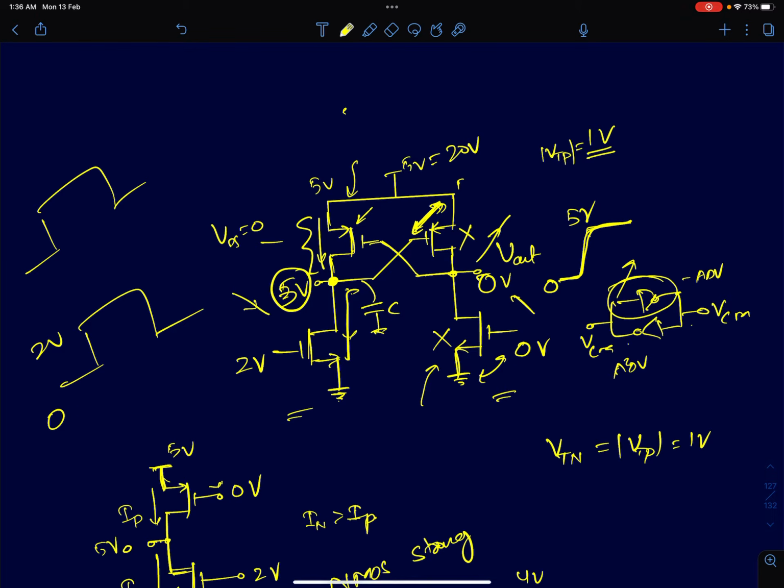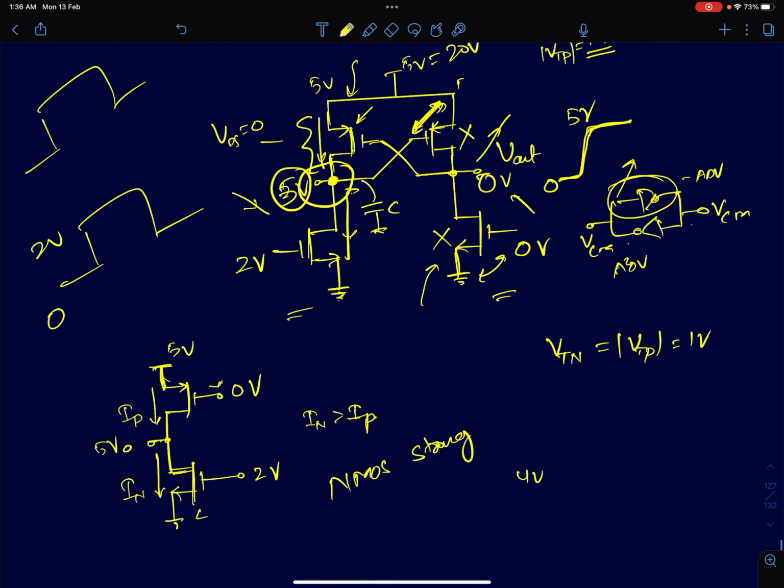If you look at this node, the output node, I've drawn it separately here. There are two devices. PMOS is trying to charge it, NMOS is trying to discharge it. Initially, NMOS has a huge VGS and its VDS is also huge, a full VDS of 5 volts here. So it's going to be in saturation region, and IN is going to be greater than IP. So it's immediately going to discharge this node.